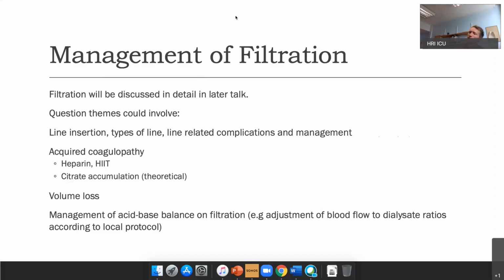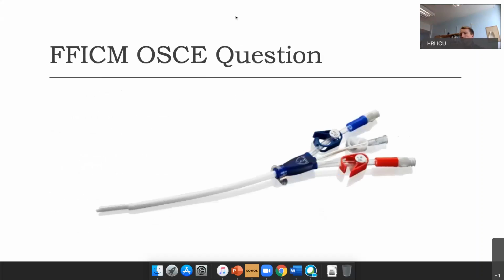So the next step was to increase the dialysate, and it's that ratio that allows you to adjust the acidosis or alkalosis between the two. So again, this is a question that I had come up in my OSCE. The question is, and I don't mean to patronise you, this is exactly what was presented in front of me: what's this device? If you could just post the answers in the chat box, we'll see what people are coming up with.